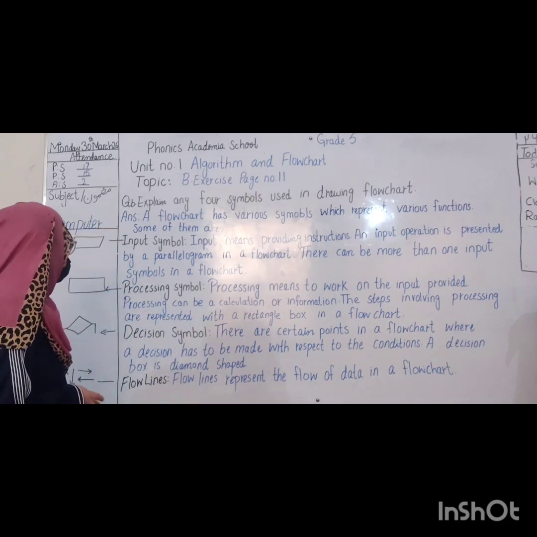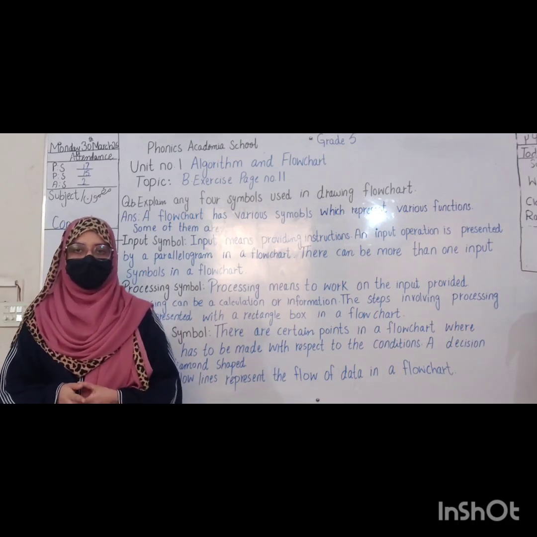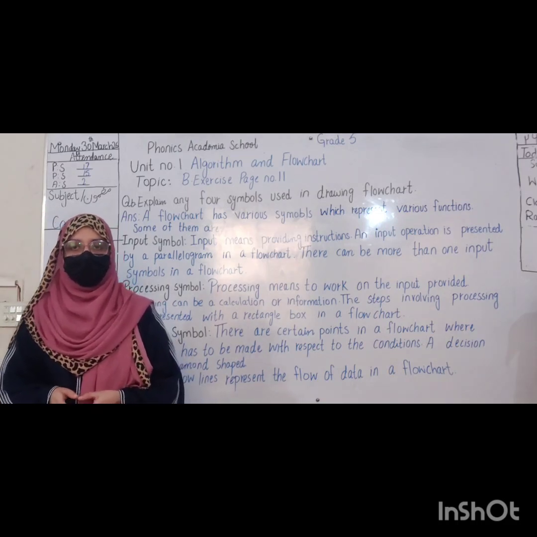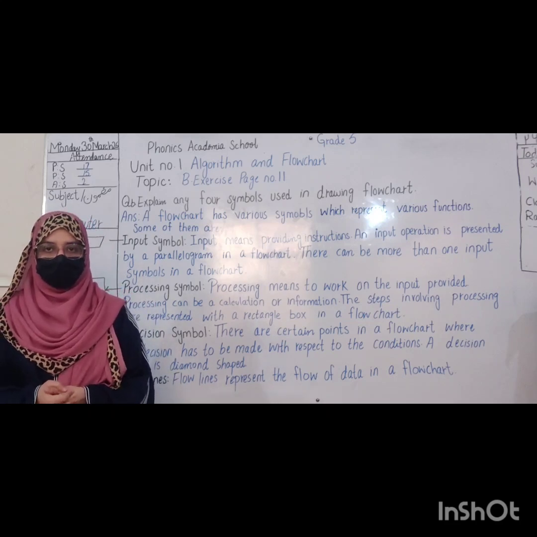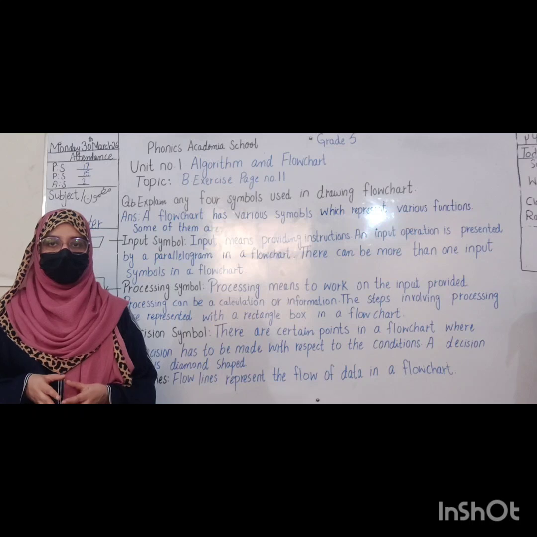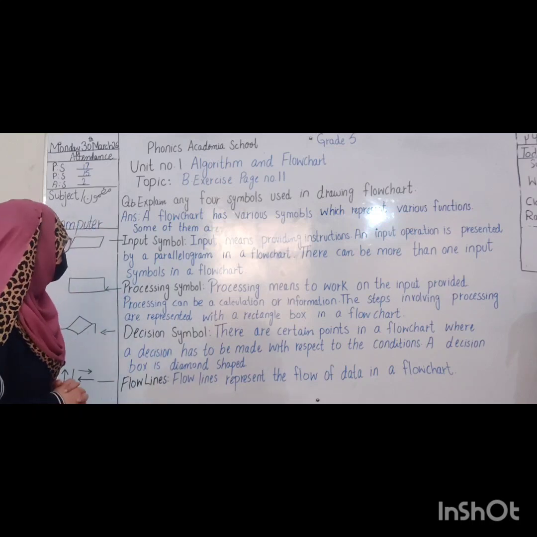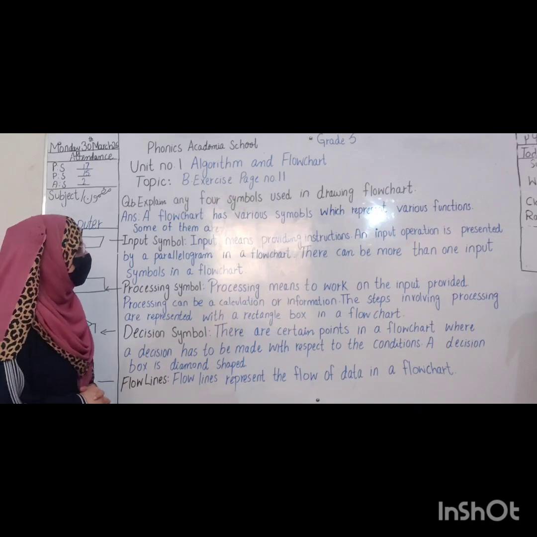The first one is the input symbol. The word input means that we are giving instructions to the computer. When we give instructions to the computer, this is called input. If we represent our input in the form of a parallelogram, then this is called the representation in a flowchart. So let's see, input means providing instructions.